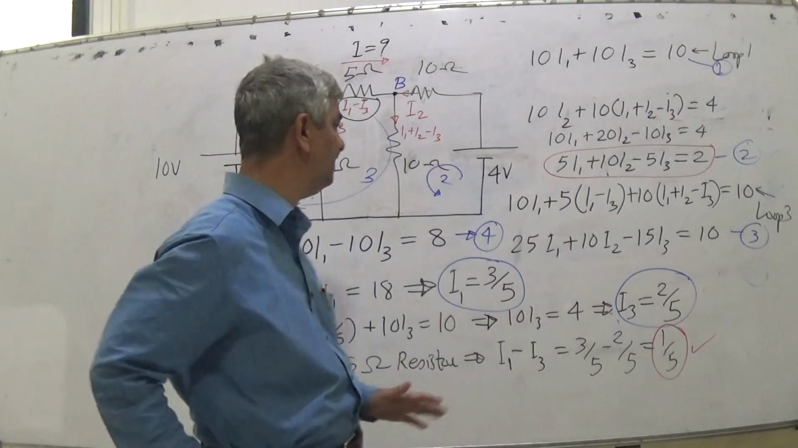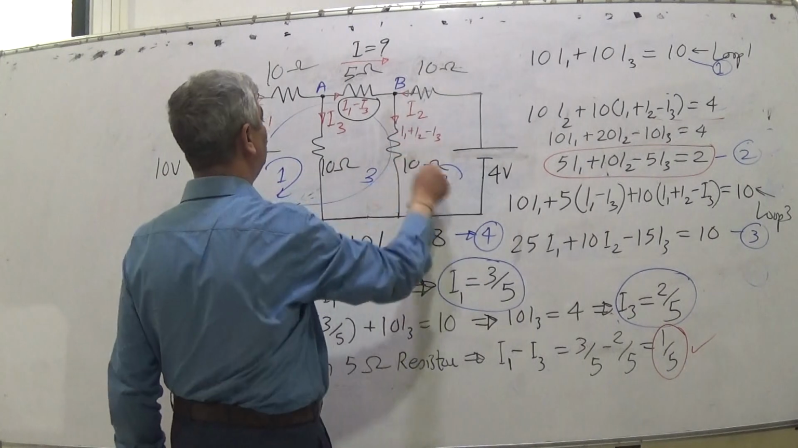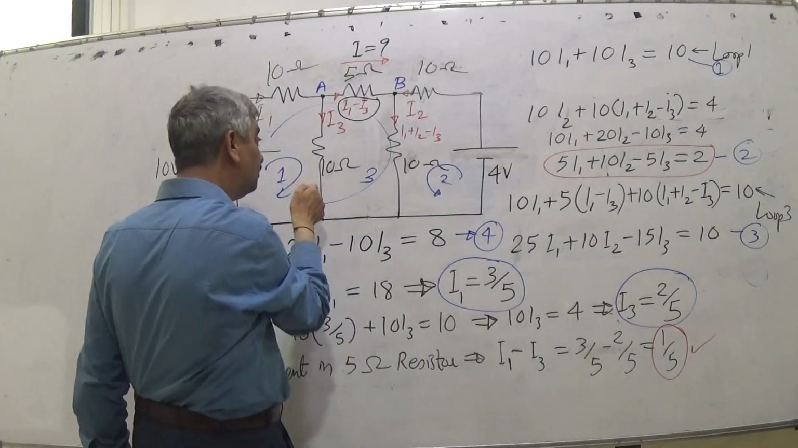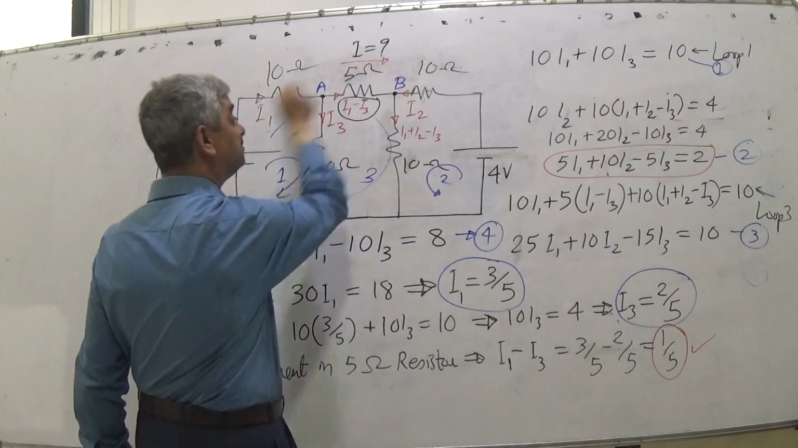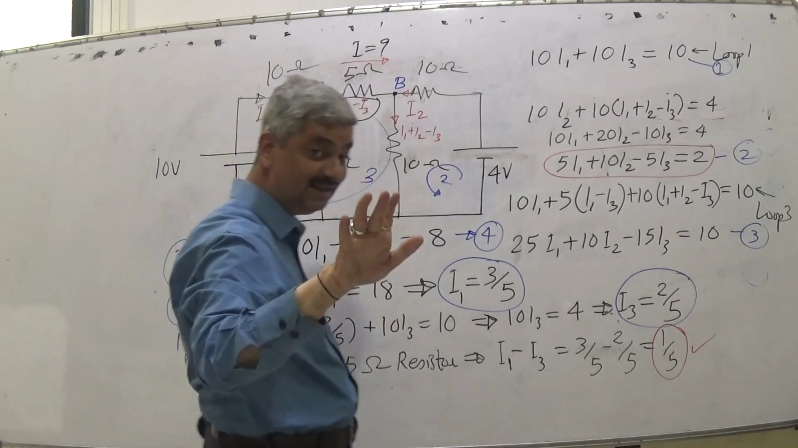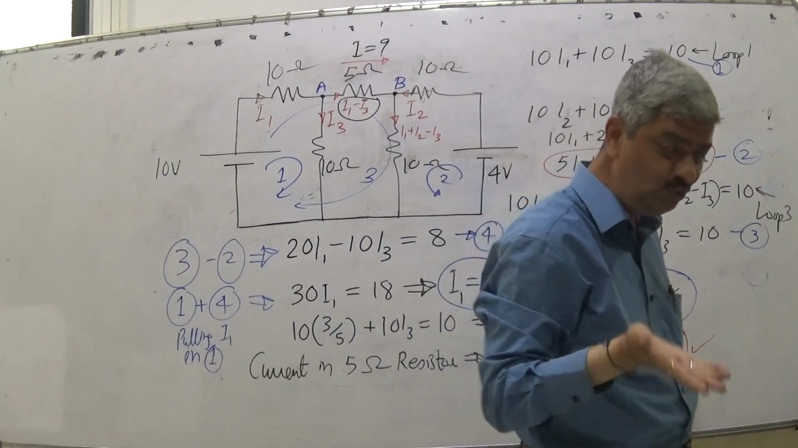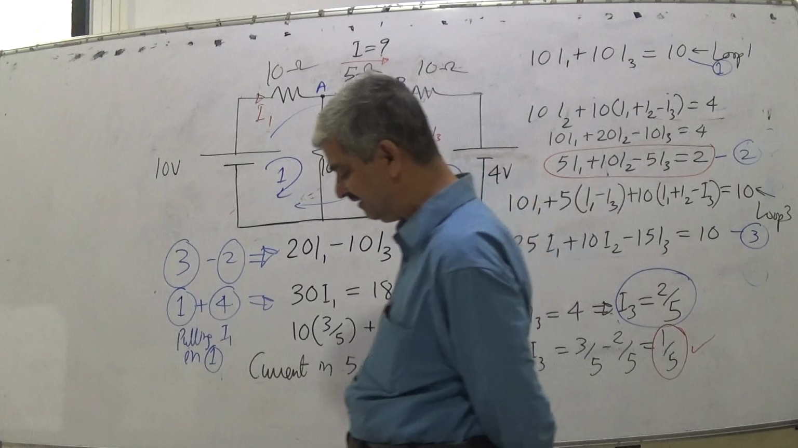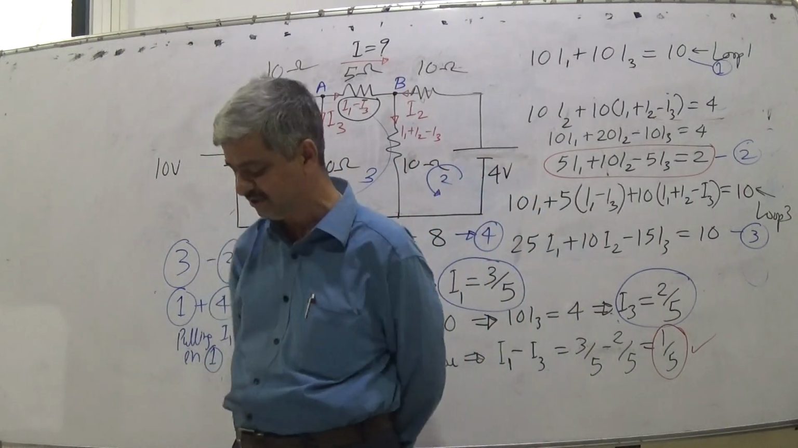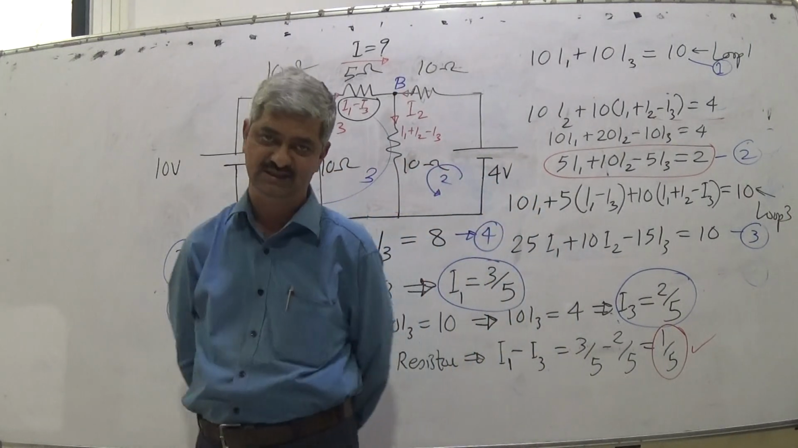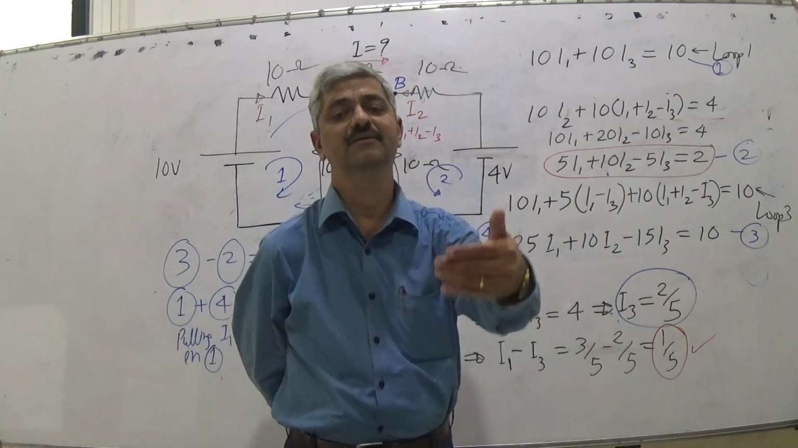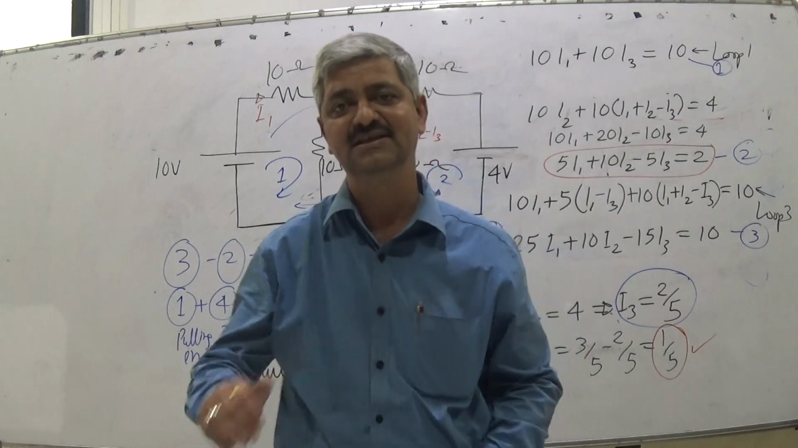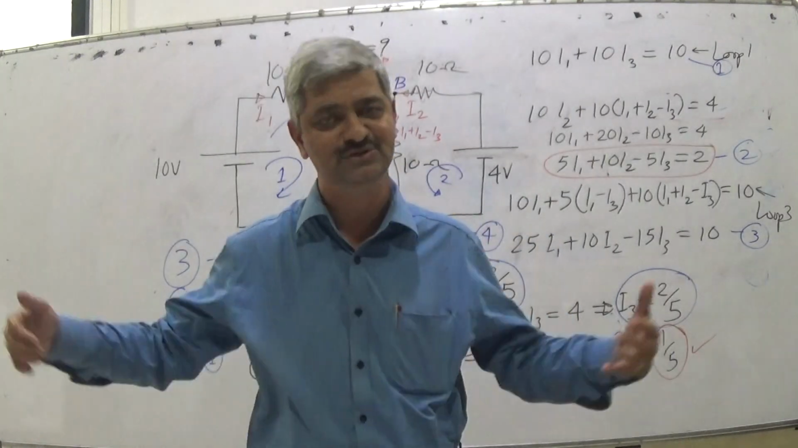Now how many loops are here? Loop 1, loop 2, loop 3, loop 4, loop 5, loop 6. There are 6 loops. You can choose any three. Those who are actually interested should solve this problem by two methods, meaning considering any three loops at one time and some other loops at another time, and they should tally the answer.